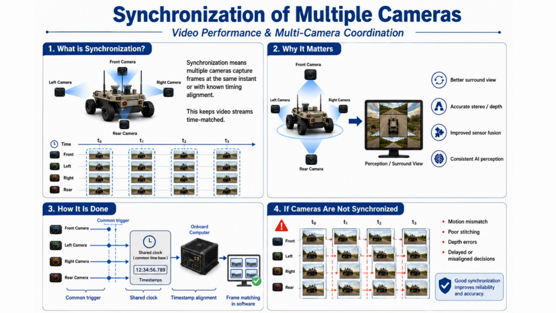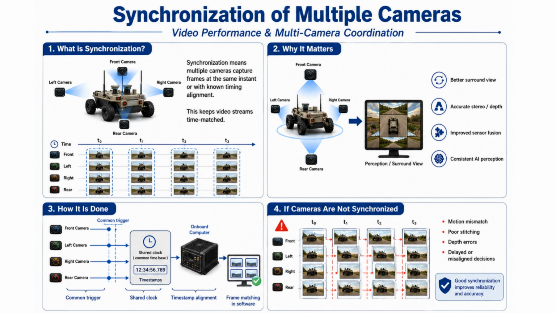Let us understand the synchronization of multiple cameras in a vehicle. Synchronization means that all cameras capture frames at the same instant or with a precisely known timing relationship. This ensures that the front, rear, left, and right camera feeds represent the same moment. This is important for surround view, stereo depth calculation, sensor fusion, and AI perception. When the frames are time-aligned, the system can compare and combine them accurately.